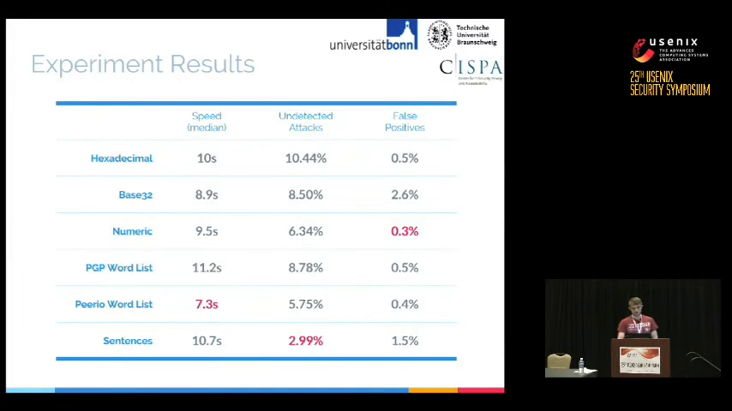In the experiment results, we see the speed in seconds. As you can see, the best approach and the worst approach are not that far away in the median. The more important column is the undetected attacks, so how many attacks were performed successfully. Hexadecimal, which is the state of the art, had 10% undetected attacks. So of all attacks that happened, 10% were not detected.